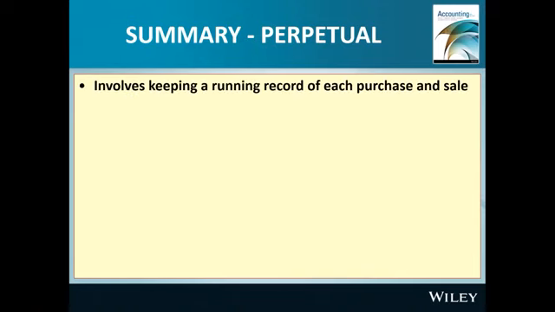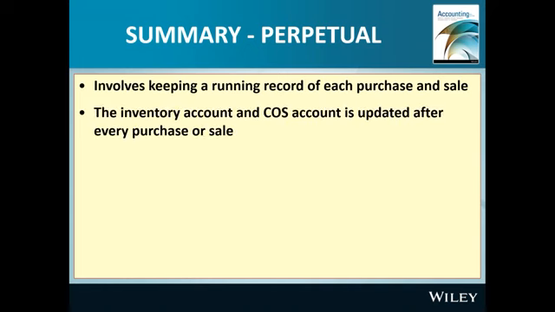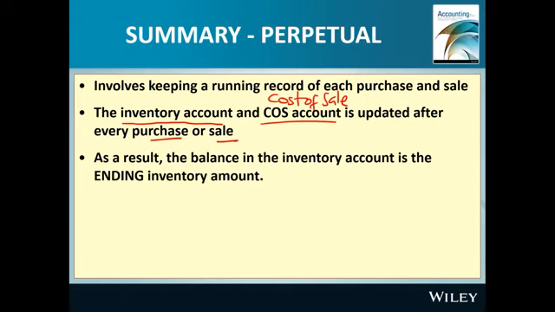For perpetual, it involves keeping a running record of each purchase and sale. For every purchase you make, the inventory level will increase. For every sale, the inventory level will reduce. So the inventory account and cost of sales account are updated. Under the perpetual inventory system, we have inventory accounts. Another one is cost of sales, COS. This is your cost of sales account, updated for every purchase or sale.